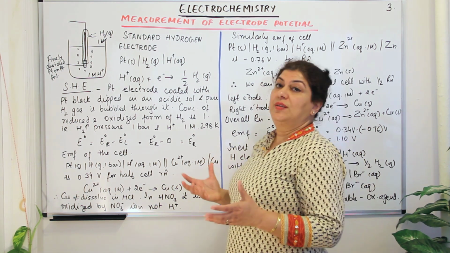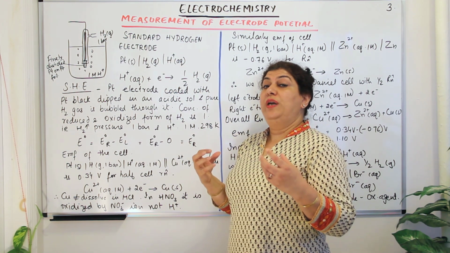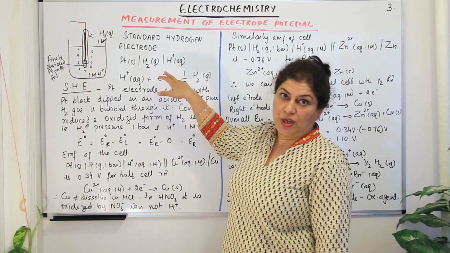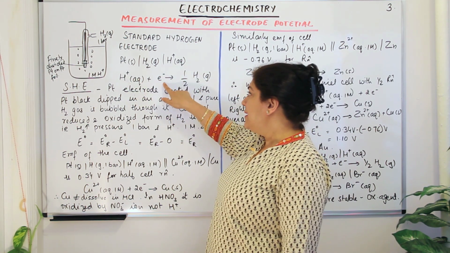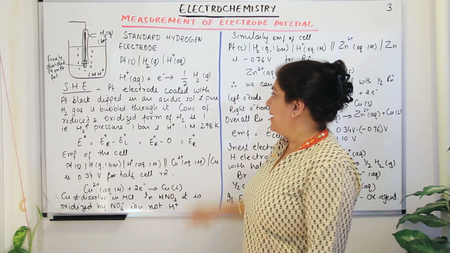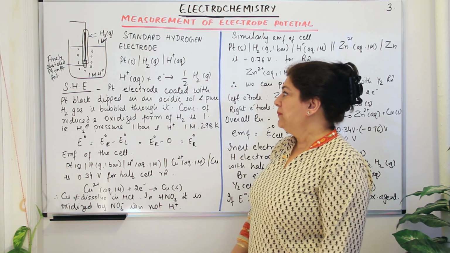What is the reaction that is taking place when you use the standard hydrogen electrode? Since we always talk of reduction potentials, we'll talk of the reduction of hydrogen ion. So H+ ion, which is present in the solution, gains an electron and results in the formation of hydrogen, which is present as a gas. That is half a mole of hydrogen gas.